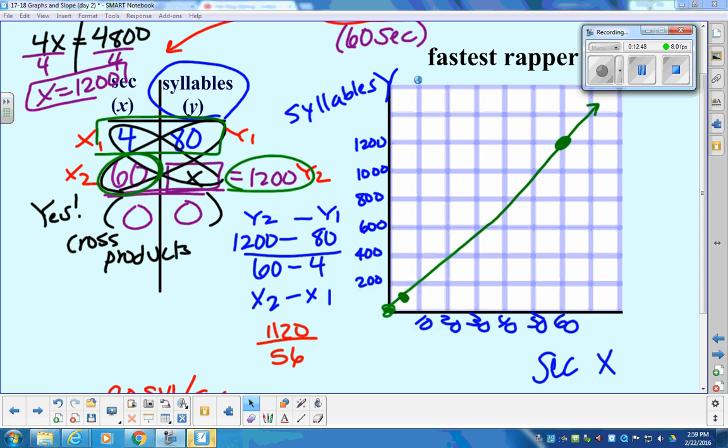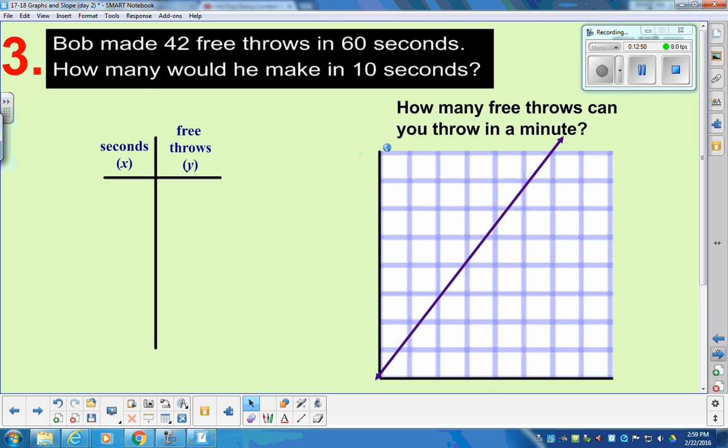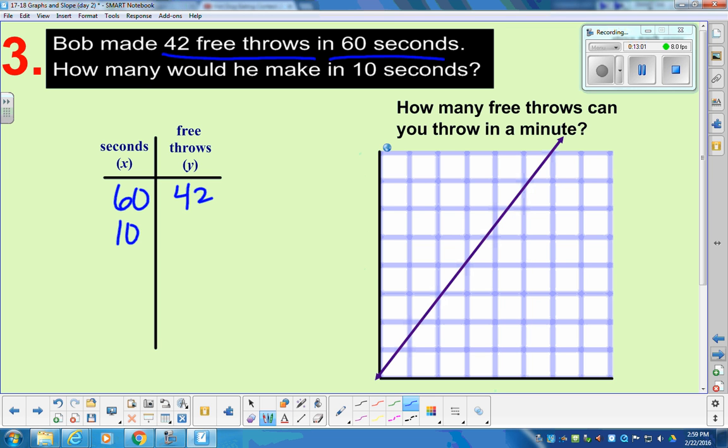Okay, so moving on, we have one more problem for today. Next problem for today: Bob made 42 free throws in 60 seconds. So Bob makes 42 free throws in 60 seconds. How many free throws does Bob make in 10 seconds? Go ahead and get that set up. So Bob makes 60. So how many free throws does Bob make?